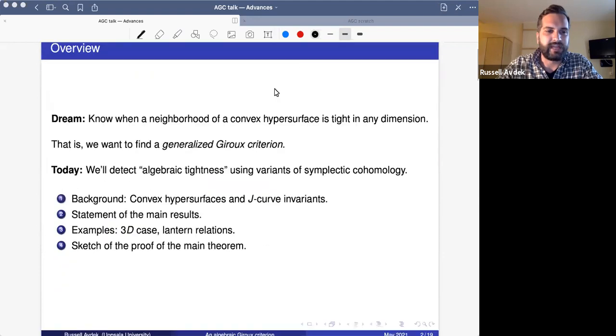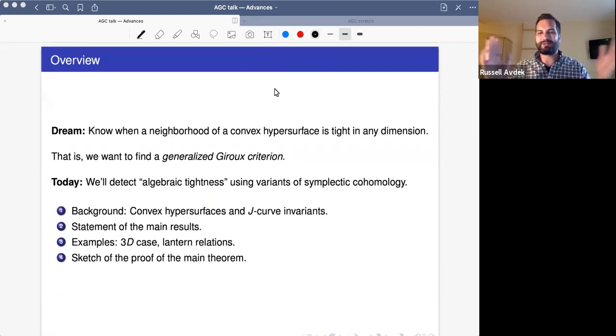So what's our goal for today? Or rather, what's our dream that we want to accomplish? We want to know whether a neighborhood of a convex hypersurface is tight in any dimension. And that means we want to find a generalization of Giraud's criterion to all dimensions. That sounds like a really difficult problem, and I have no idea how to solve it. But instead, we can try to think about the problem algebraically. And today we'll detect algebraic tightness using variants of symplectic homology.